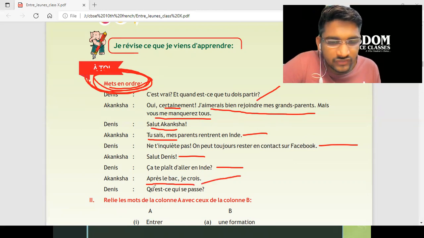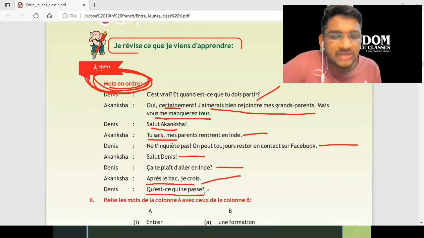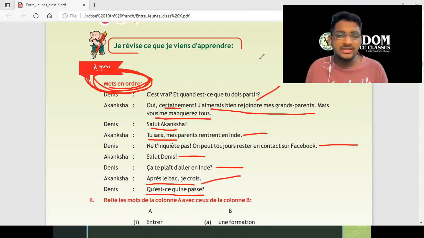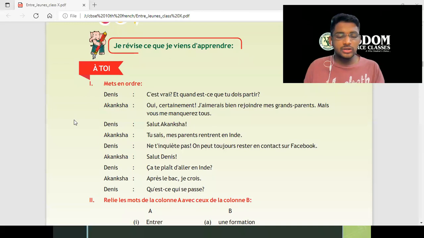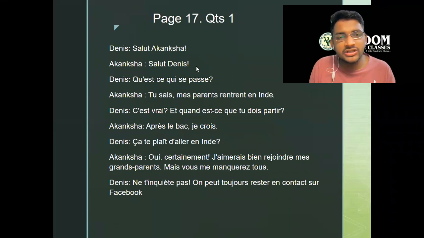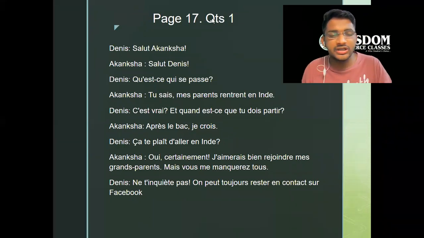After the Bac, I believe. Or a class word, what is happening or what happened? So students, they have given us so many conversations over here. The sentences, we have to frame an entire dialogue nicely. So students, I have already solved this on the board. You can just see. Let me read it once.